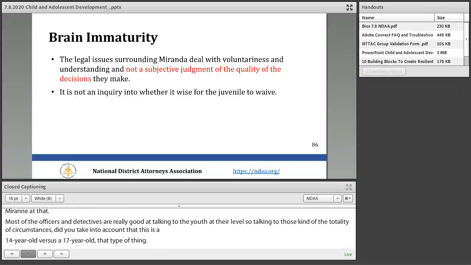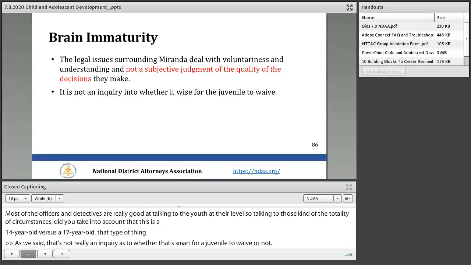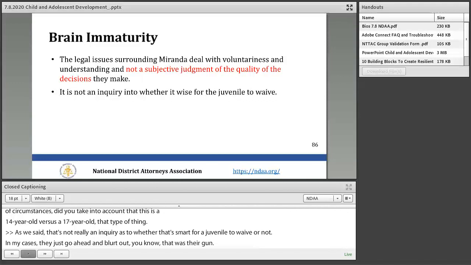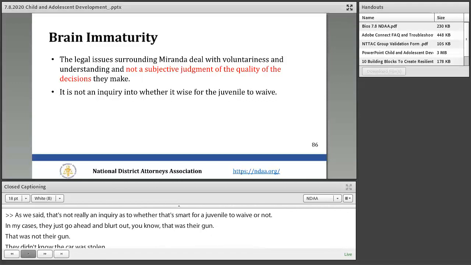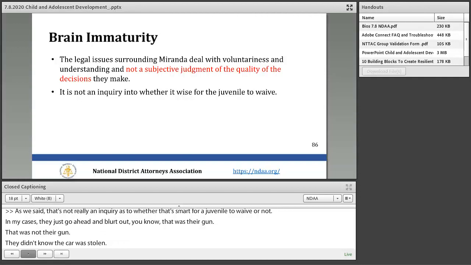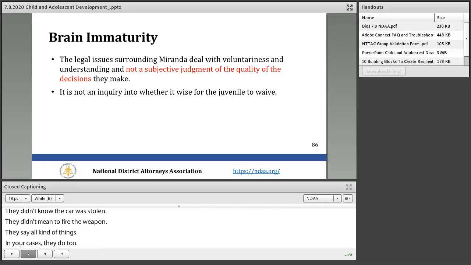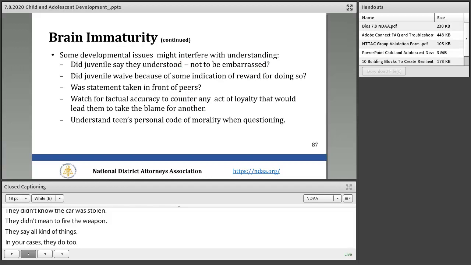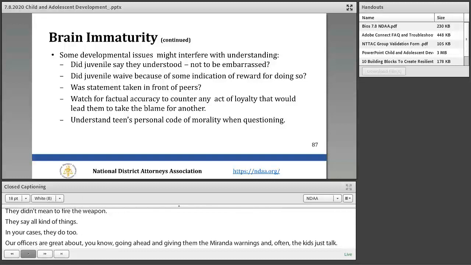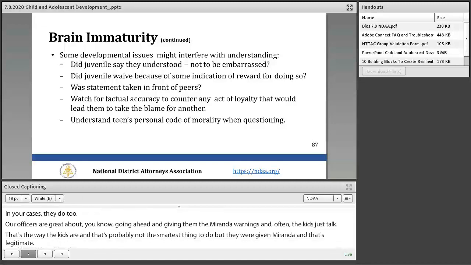As we've said, it's not really an inquiry as to whether it was smart for the juvenile to waive or not. Typically in my cases, they just go ahead and blurt out, well, that was their gun, that wasn't their gun, they didn't know the car was stolen, they didn't mean to fire the weapon. They say all kinds of things, and I'm sure in your cases they do too. Our officers are great about giving them Miranda warnings, and then the kids quite often talk. That's kind of just the way kids are. It's probably not the smartest thing to do, but they were given Miranda, and that's legitimate.